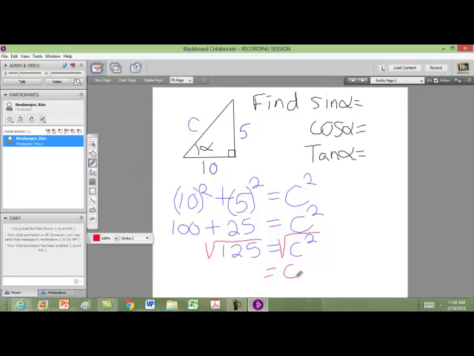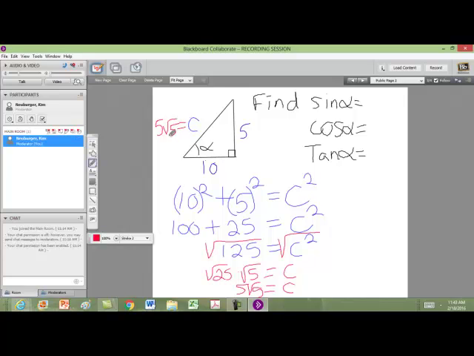On the other side, we need to simplify that. So we need to think to ourselves, what is the largest perfect square that will divide evenly into 125? And 25 does go into 125 5 times. So let's simplify this. It's going to turn into the square root of 25 times the square root of 5. And the square root of 25 is 5, so our c is going to be 5 square root of 5. That's the value we're going to use when we do our ratios. So this is going to be 5 square root of 5.